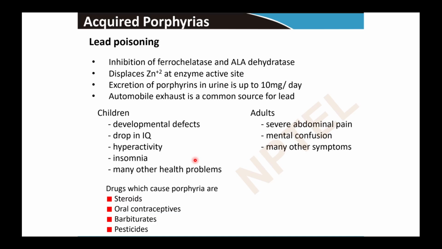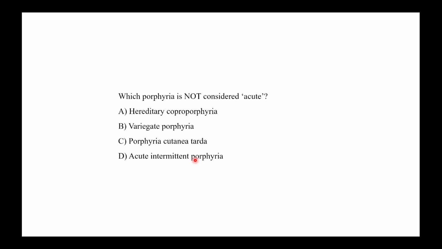And there are certain drugs that can cause porphyria, that include steroids, oral contraceptives, barbiturates, and pesticides. Okay, so anything that can contain low levels of lead, if it enters your body, lead can inhibit the enzymes in the heme biosynthesis pathway, and that can lead to defective heme synthesis and excretion of porphyrins in the urine, leading to acquired porphyria. I hope that's clear.